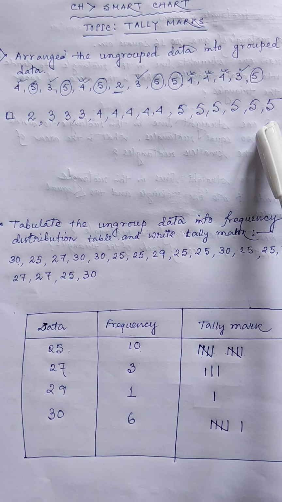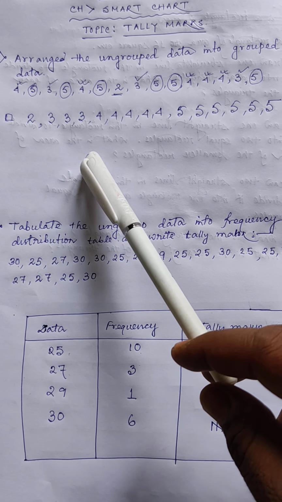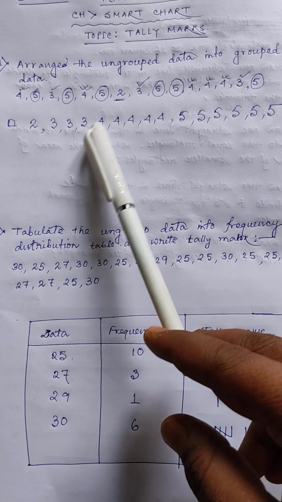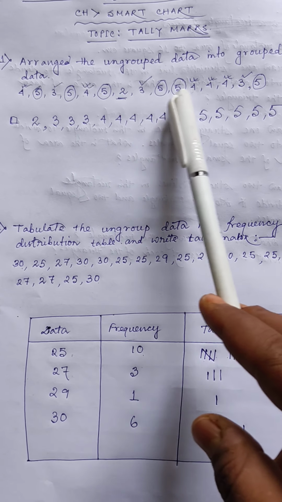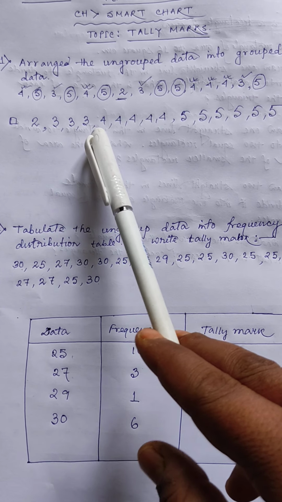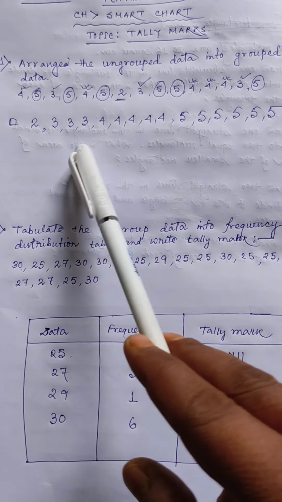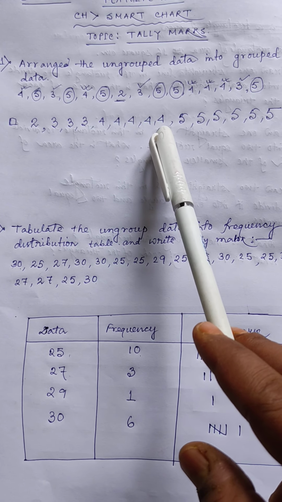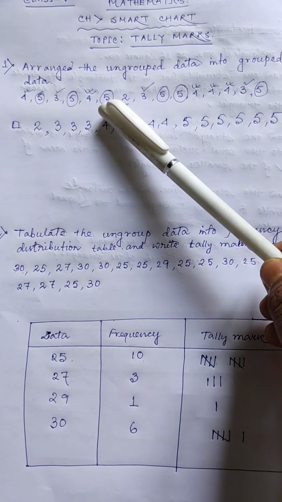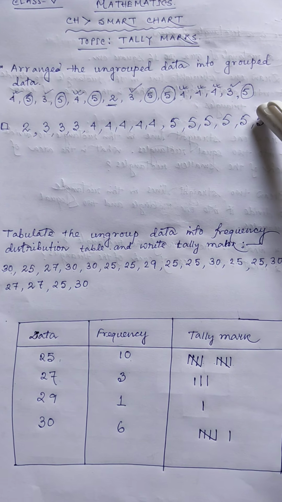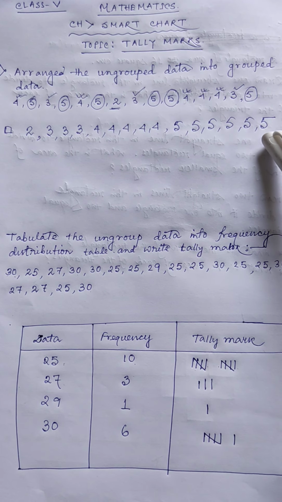That is, we have to arrange either in ascending order or in descending order. So you can say here 2 is single time, so 2, then 3 is 3 times, 4 is 5 times: 1 2 3 4 5. Next 5, how many times? 1 2 3 4 5 6 times. So I have written 6 for 5.